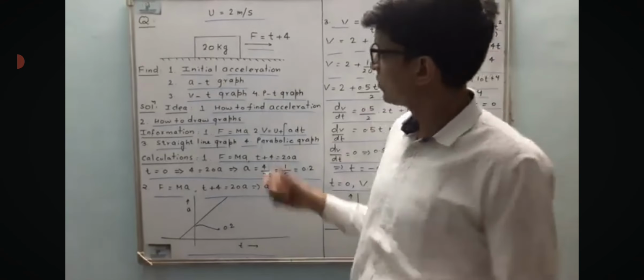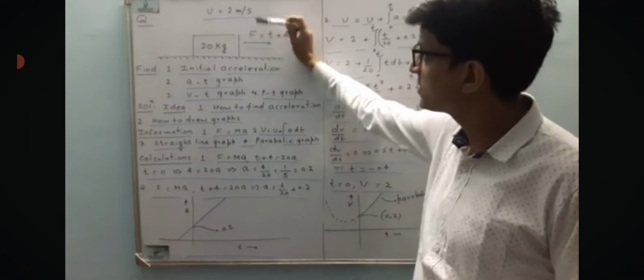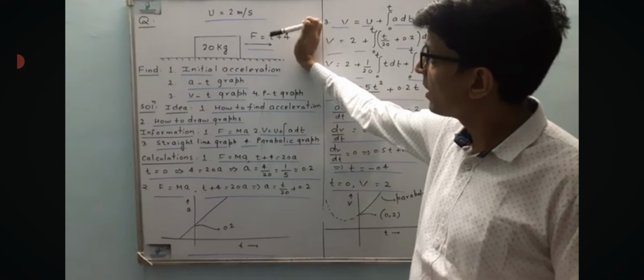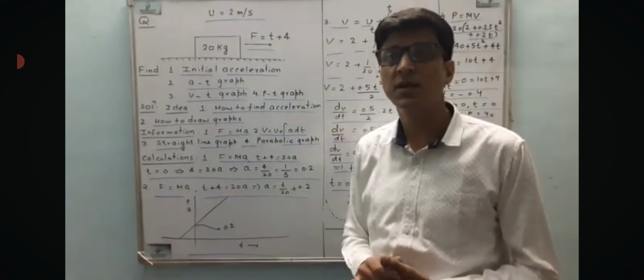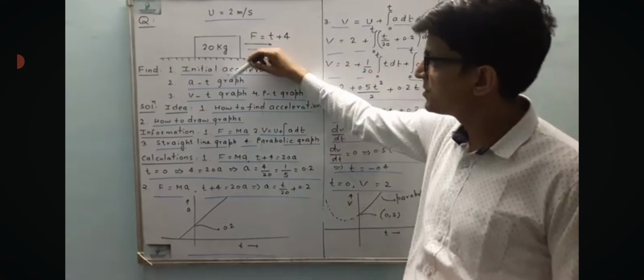Today we will discuss a question on force. The question says that there is a block of mass 20 kg placed on a surface, and it is given an initial velocity of 2 meter per second and a force F on it which is t plus 4. The force is time dependent and we need to find the initial acceleration, AT graph, VT graph and PT graph.